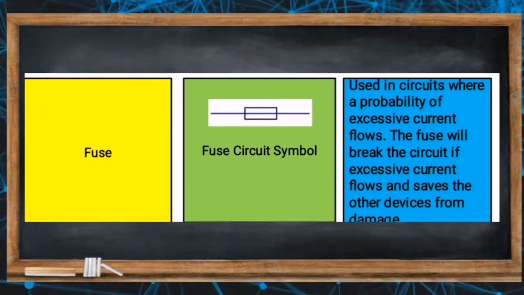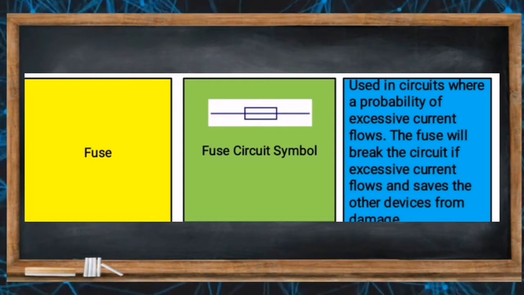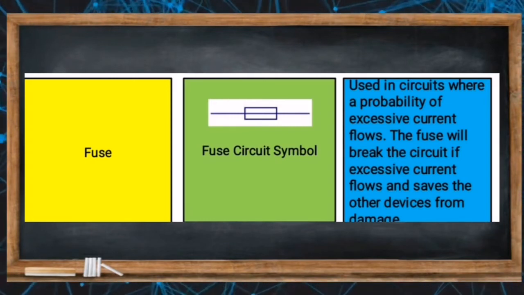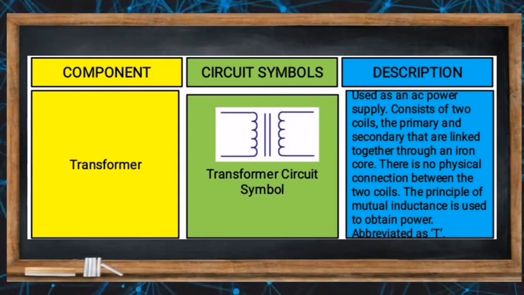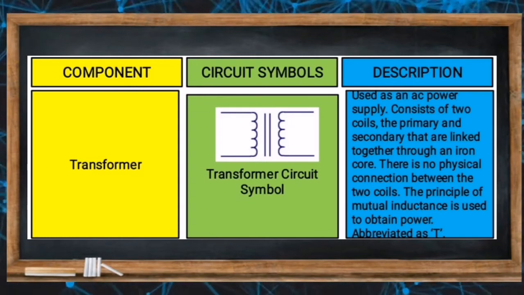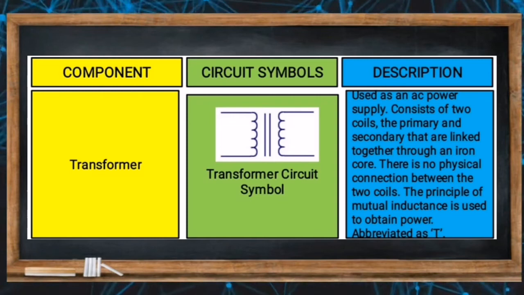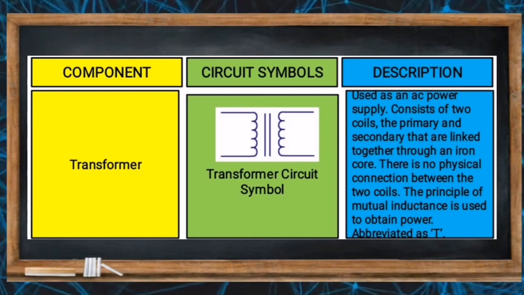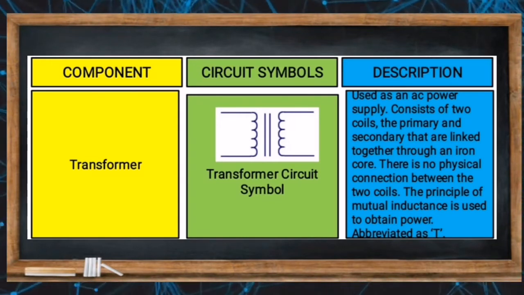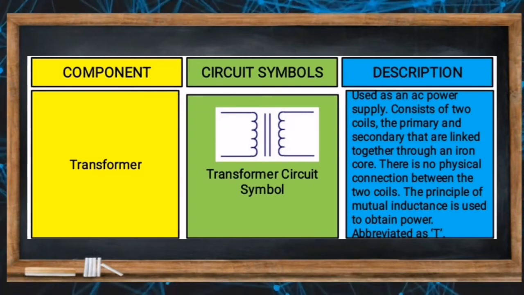Fuse. Fuse circuit symbol. It is used in circuits where there is a probability of excessive current flow. The fuse will break the circuit if excessive current flows and saves the other devices from damage. Transformer. Transformer circuit symbol. It is used with an AC power supply. It consists of two coils, the primary and secondary, that are linked together through an iron core. There is no physical connection between the two coils. The principle of mutual inductance is used to obtain power. It is abbreviated as letter T.